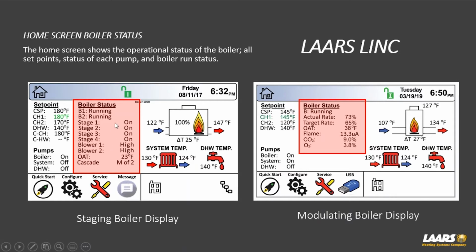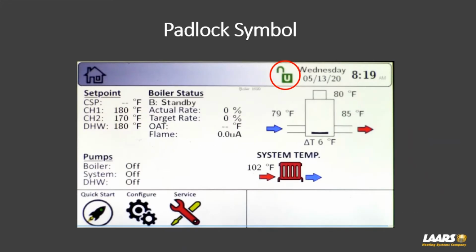Now over here, I'm showing an image for a pennant boiler or a staging boiler. And here you'll see we have 4 stages on. So we would have up to 4 stages. In this example, it has 2 blowers. Smaller pennants, a 500 and 750, only have 2 stages with a single blower. A 1 million would have 3 stages, so up to 4 stages. And again, that'll show you all the boiler status. Below that is OAT for outdoor air temperature. And just below that, we're showing cascaded leader or master of 2 boilers. So there's an example of that right on the home screen.